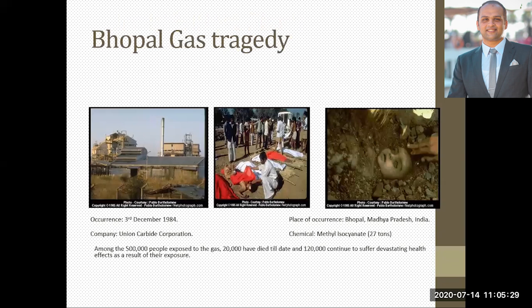Maybe just an example of what happened before. One of the incidents back in 1984 was the Bhopal gas tragedy. It was in India. 27 tons of methyl isocyanate were released, and around 20,000 people have died to this moment because of this incident. So you can imagine how the reputation of the company can be affected.